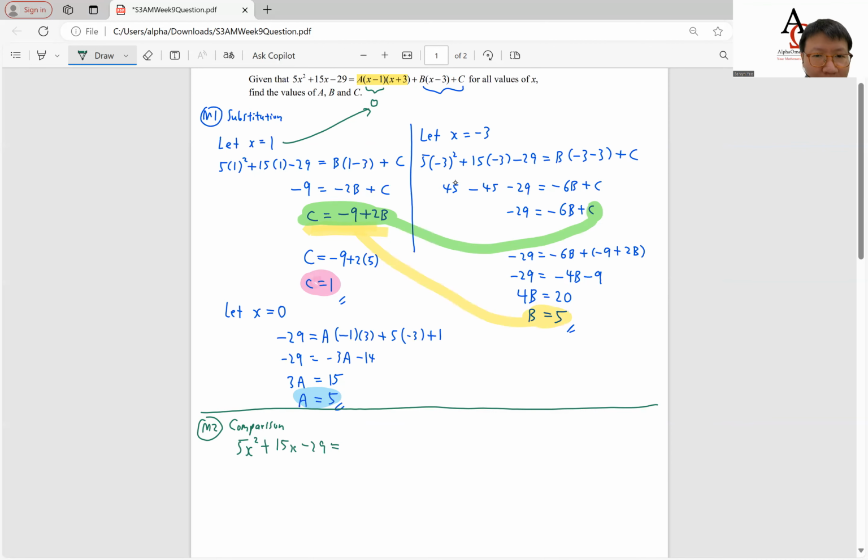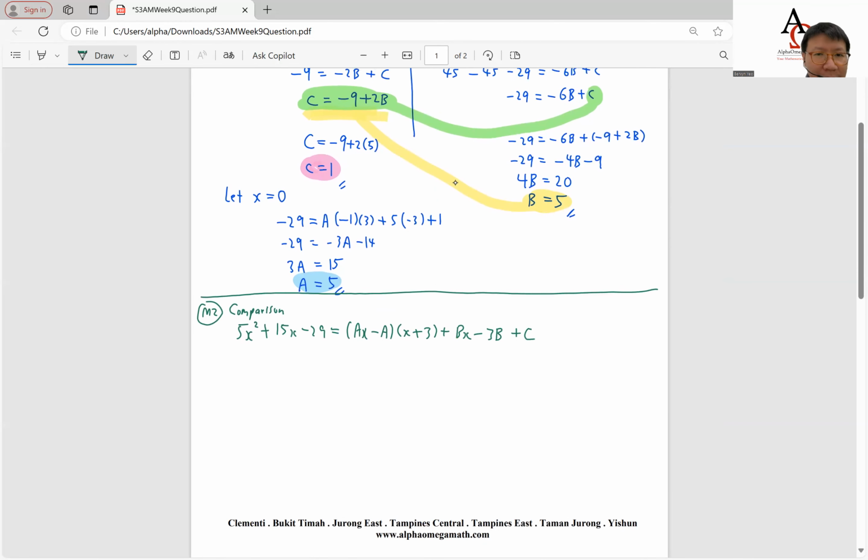Okay, we will have bracket AX minus A times X plus 3. Let's get rid of the first bracket first. Plus BX minus 3B plus C. Okay, we're also going to expand this bracket here. So we have AX squared plus 3AX minus AX minus 3A plus BX minus 3B plus C.